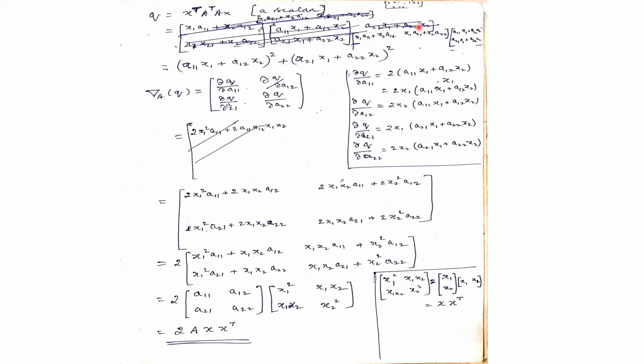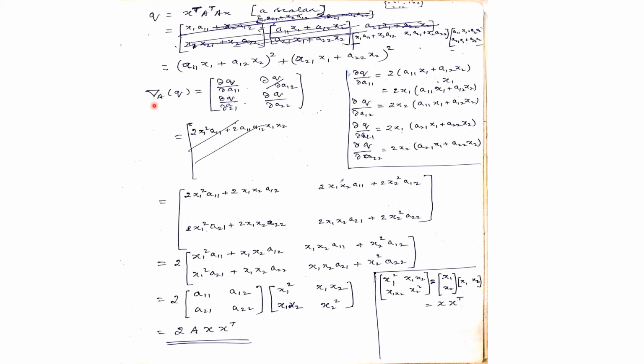So X transpose A transpose is a 1 by 2 matrix. AX is a 2 by 1 matrix, and hence the product of these two happens to be 1 by 1. Which is nothing but (A11 x1 plus A12 x2) whole square plus (A21 x1 plus A22 x2) whole square. So this is basically a single value, and hence it's a scalar quantity. We represent this scalar quantity as q. Let's perform the gradient operation on the scalar quantity q with reference to the elements of the matrix A.